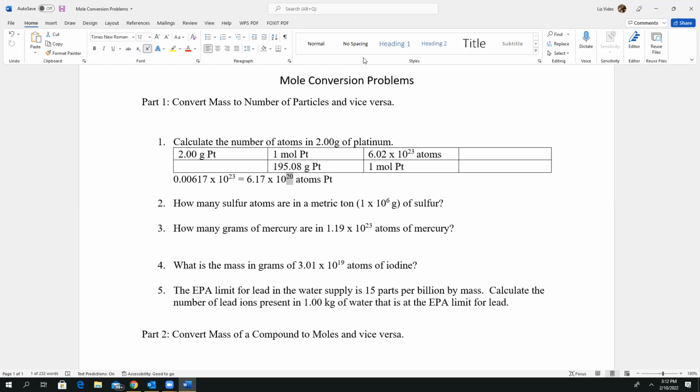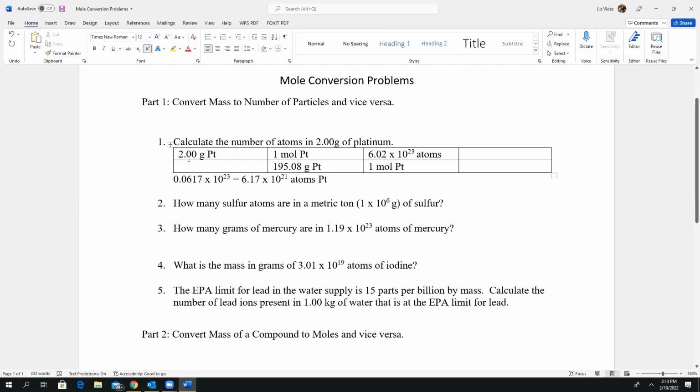So 6.17 times 10 to the 21st. Oops. I moved it too many times? No. Wait, maybe there was an extra 0 that I missed. Yeah, I put one too many zeros. Something's weird because it should be to the 21. Yeah, there we go. So you move it 2, you decrease it by 2. All right, atoms of platinum. So there you go. That's how you do that one. And it's pretty self-explanatory.